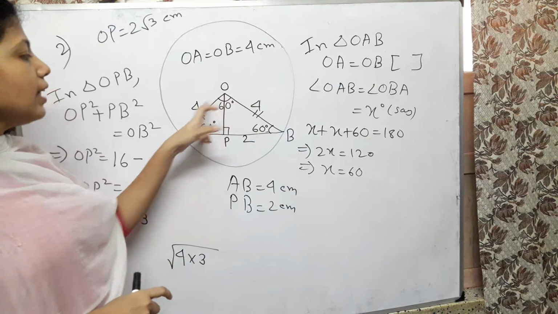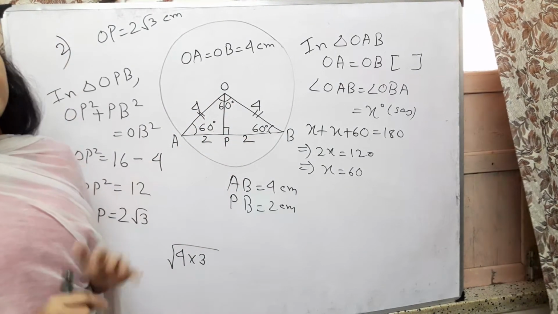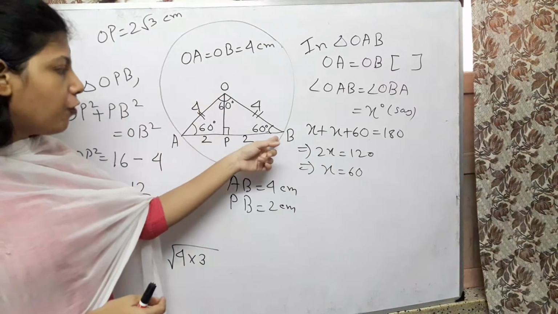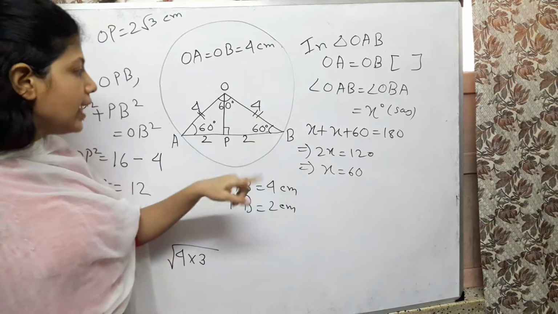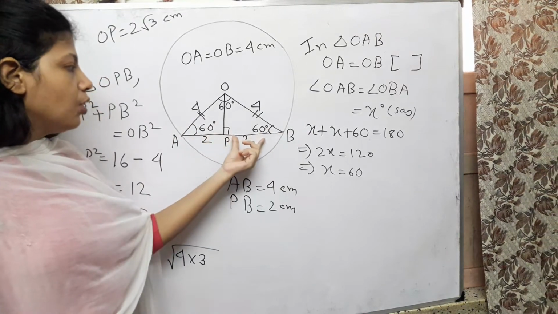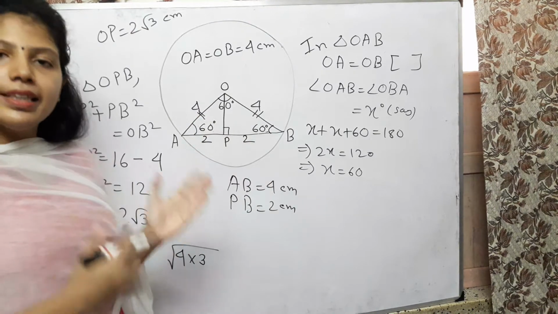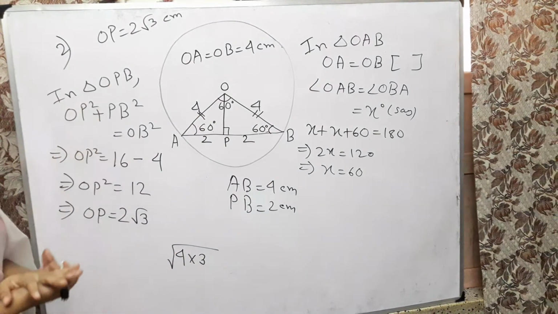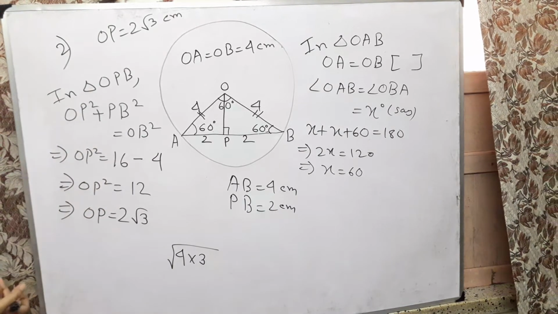That means all the angles are equal. It is an equilateral triangle. All the sides are also equal. So OA and OB are 4. That means AB will also be 4. Now since this one bisects the chord, so 2 and 2. Now OPB is a right angle triangle. Apply Pythagoras theorem: perpendicular square plus base square equals hypotenuse square. Replace the values and find OP from there.